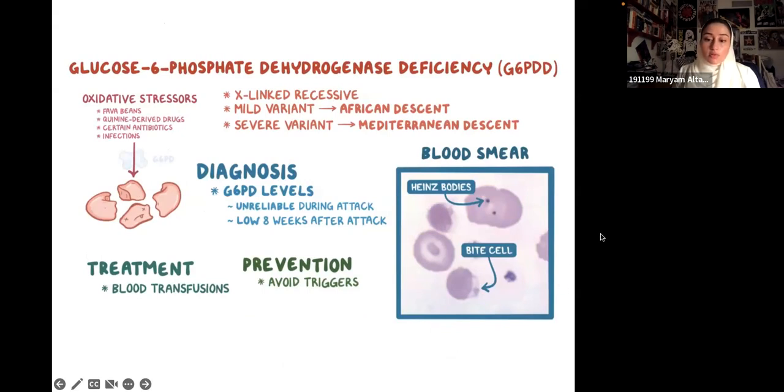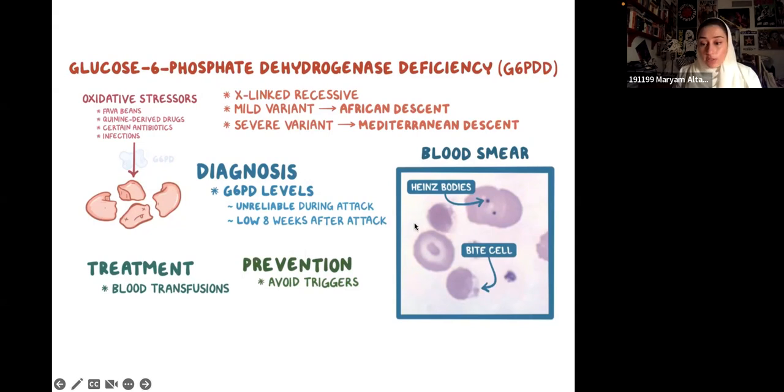On your peripheral blood smear, you can see bite cells, which are cells that have a bite taken out of them, and Heinz bodies. So it's just because the blood cells don't have enough time to mature. You treat them by avoiding the triggers, with a blood transfusion if they're very symptomatic, and prevent it by avoiding the triggers, okay?